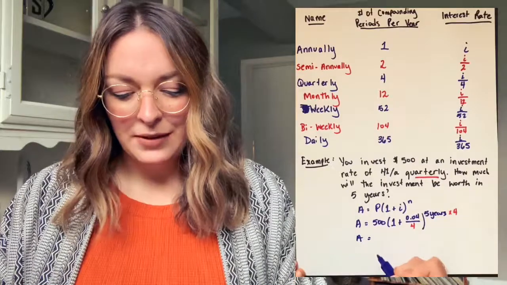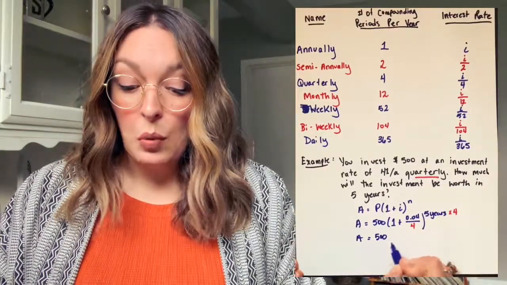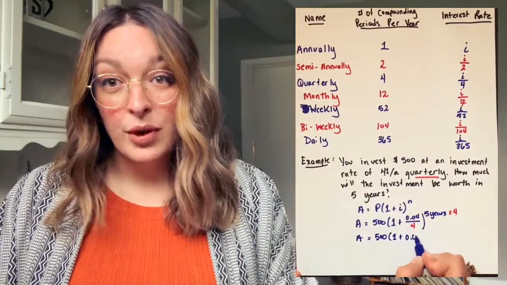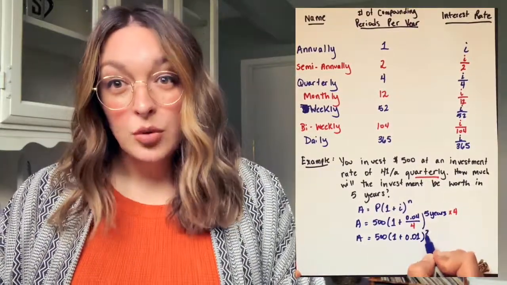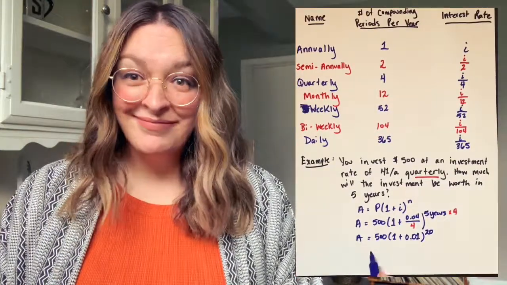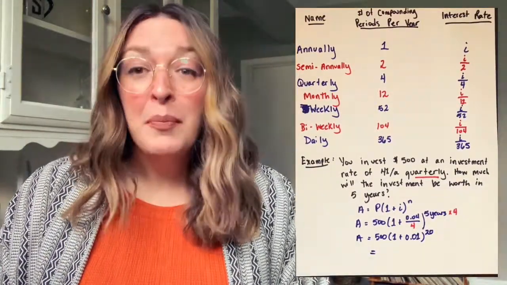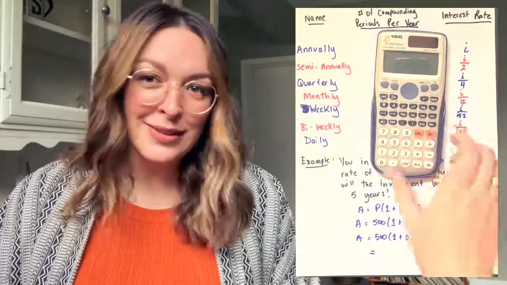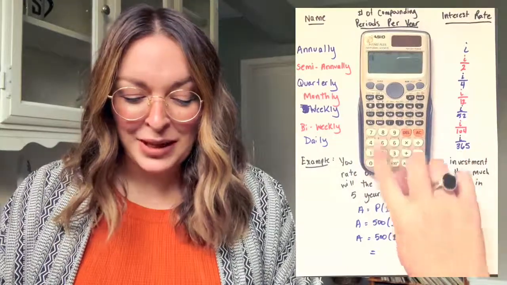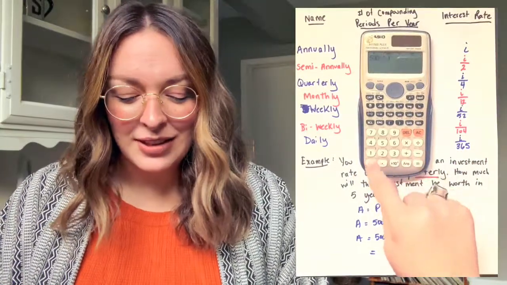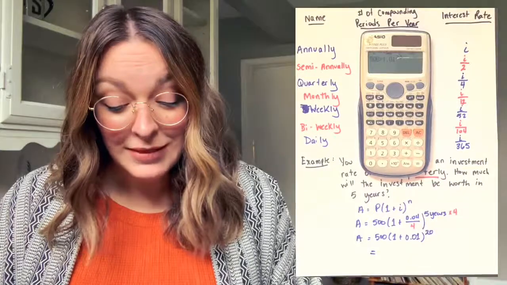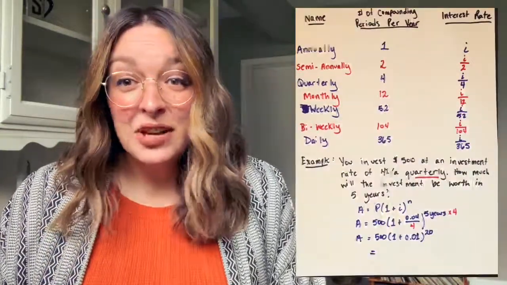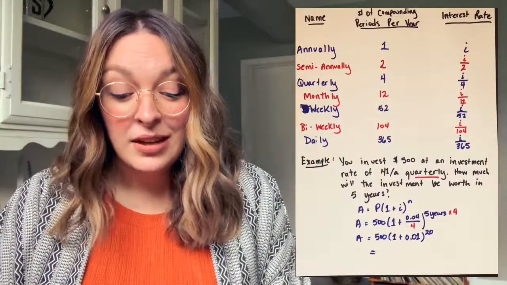So what does that get us? That gets us 500 times 1 plus 0.01, because that's 0.04 divided by 4, to the power of 20. I don't feel like writing it right now, because I'm also just running out of room. But if you want to, you can write the 1 plus 0.01 as 1.01, because that's what that is together. And that's what I'm going to put into my calculator, as you can see. And so what do we get? $610.10. There you go. And that's how you figure out how much is invested.